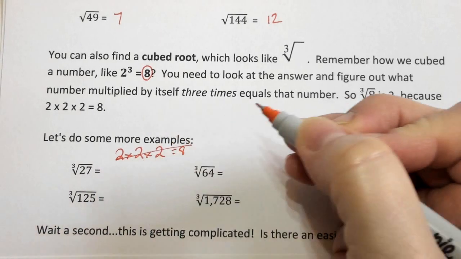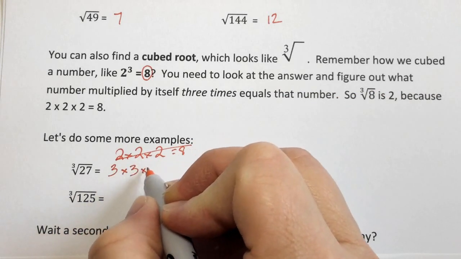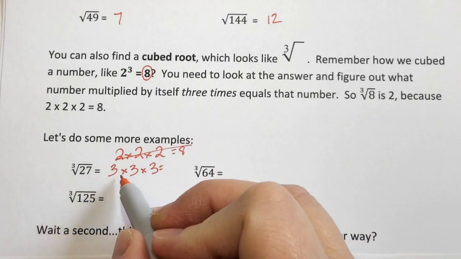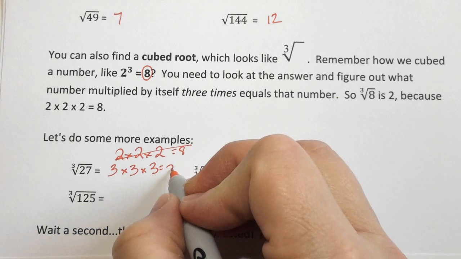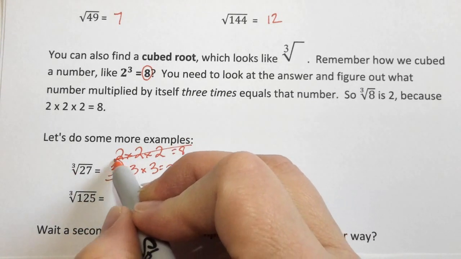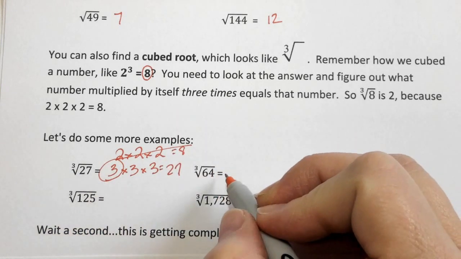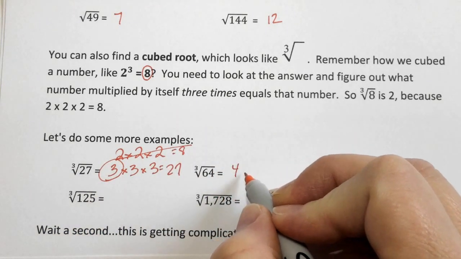No, that's too low. Let's just start with 3. 3 times itself 3 times. Let's try that. 3 times 3 is 9, times 3 is 27. So then the cubed root of 27 is 3. I'm just going to go up one. Let's think maybe this could be 4.